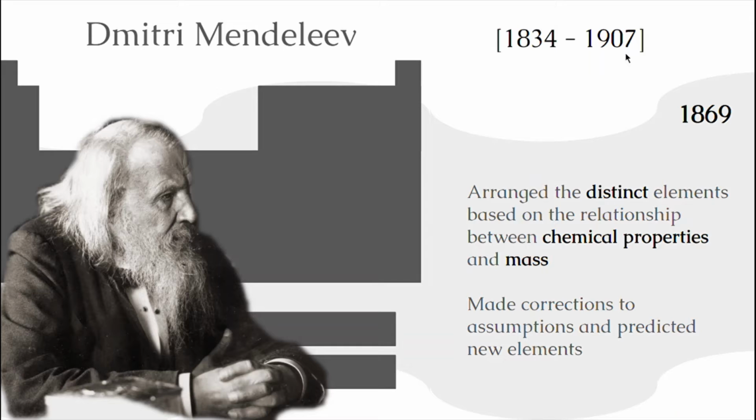And then we go to Dmitri Mendeleev. And while he does not directly contribute to an understanding of the atom's physical structure in the same way that Dalton did, in 1869, he does a very important thing. He arranges the distinct elements based on the relationship between chemical properties and their mass. And he creates a periodic table. You might notice that in the background here.